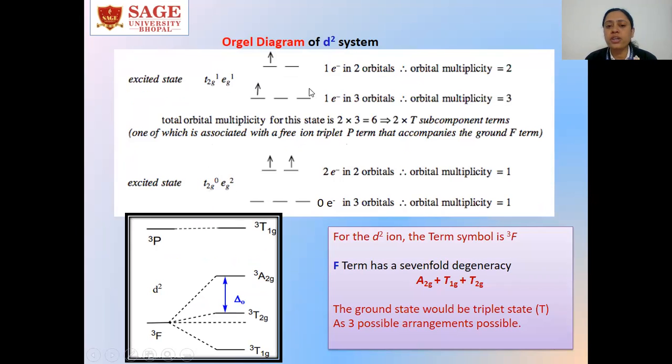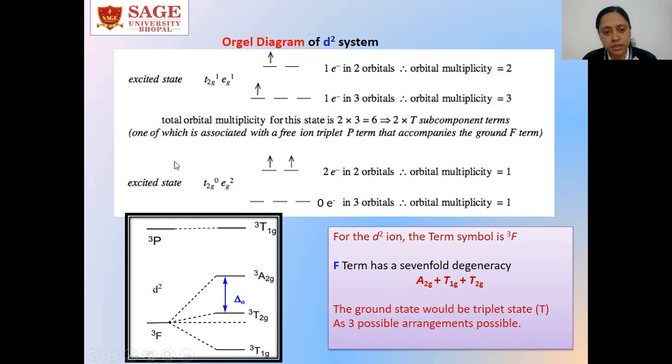Again, this one electron can stay in these 3 orbitals in 3 possible ways, and the one electron in the eg orbital can stay in only 2 possible arrangements. So the multiplicity will be 2 into 3 equals 6. So 2 into T subcomponent terms. Between these 2 T terms, one is associated with a free ion triplet P term.